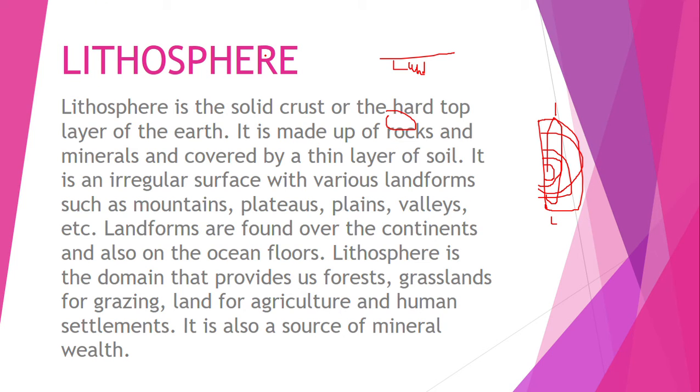Litho means land. It's made up of rocks and minerals covered by a thin layer of soil. When we go to the upper surface, it would be soil. When we go deeper, it would be made up of rocks. In the mantle and all, it would be full of rocks, so digging with a spade is impossible. When we go deeper in the mantle, digging even with a machine is impossible.